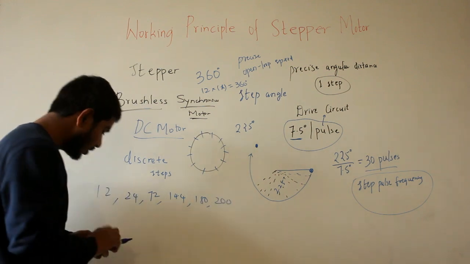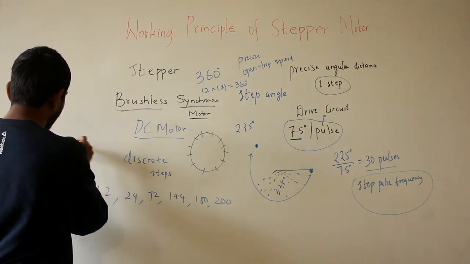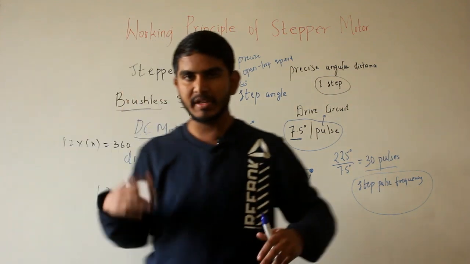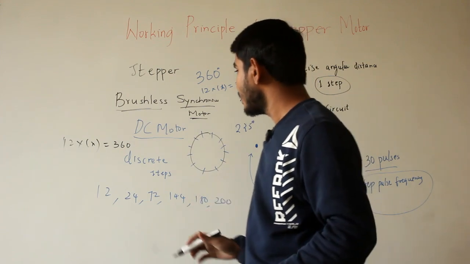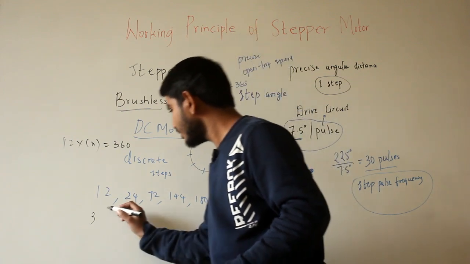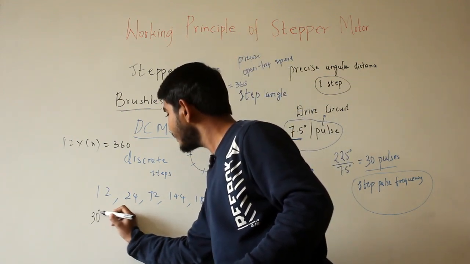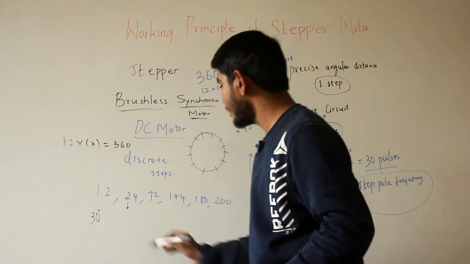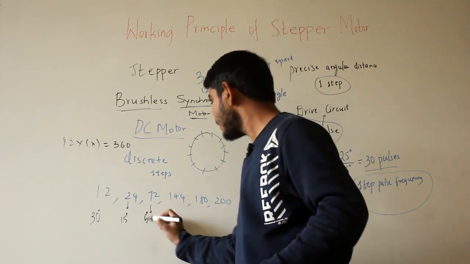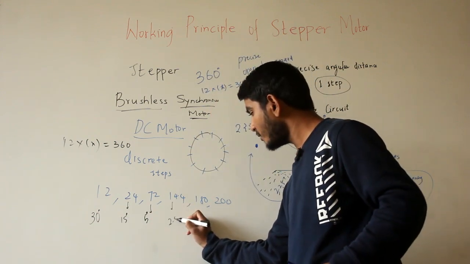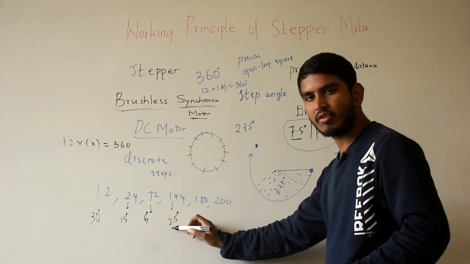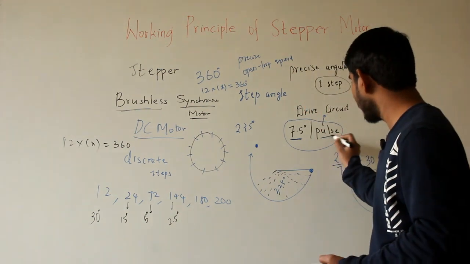So this is nothing but 12 into x is equal to 360. Here x is nothing but the degrees per step, that is, the resolution of the motor, and again here we have the step angle, that is 30 degrees. Here you will have 24 into 15 degrees, and this will be 5 degrees, and here this will be 2.5 degrees per step. So it will rotate 2.5 degrees per pulse or per step. Pulse is nothing but a step here.